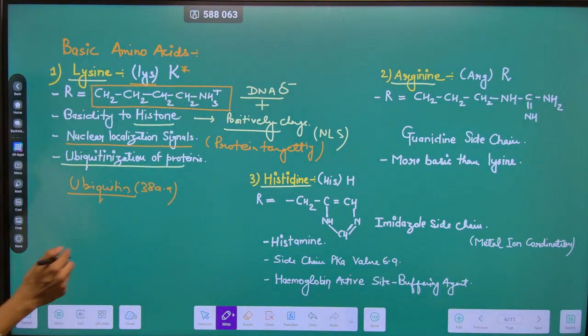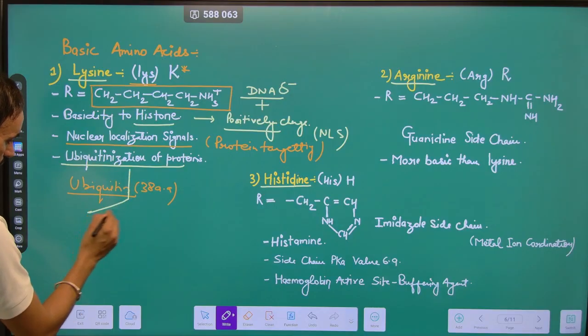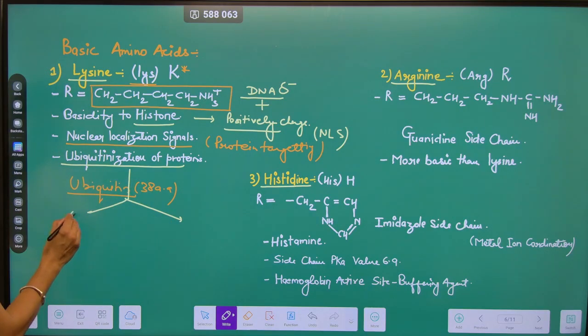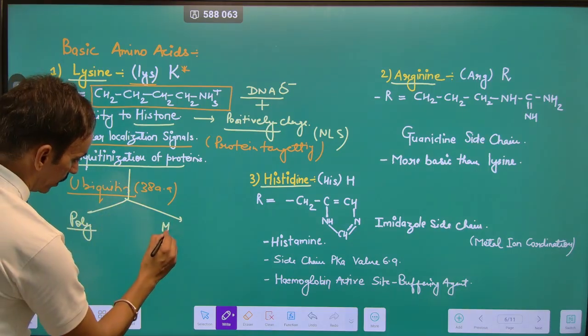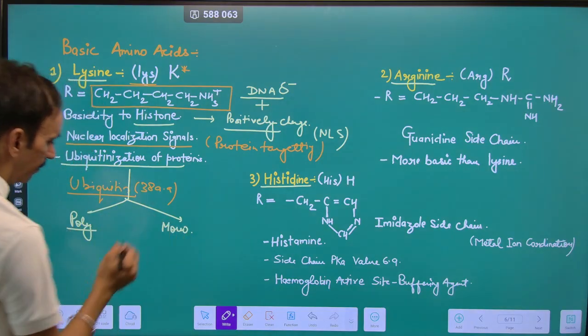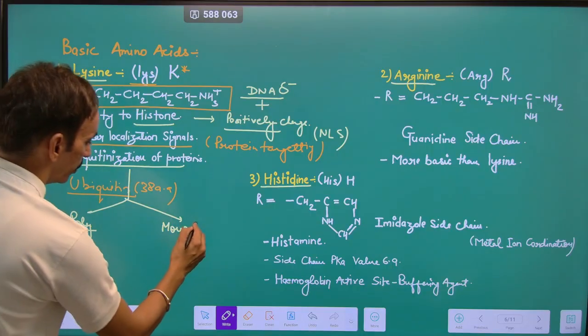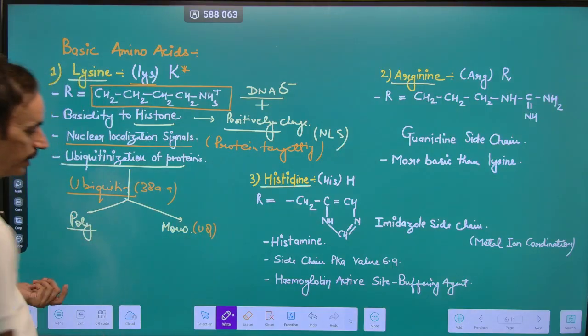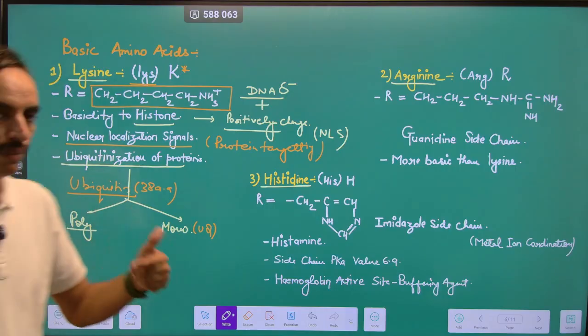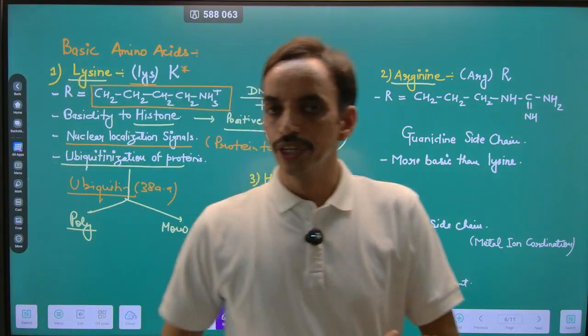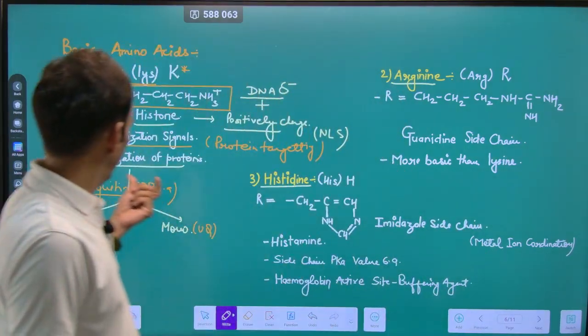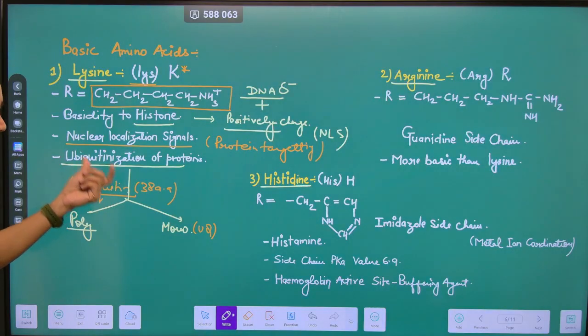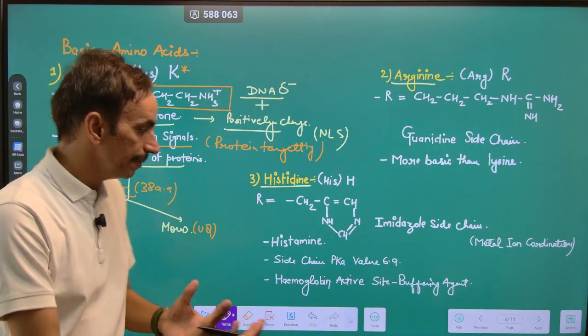Now, there are two types of ubiquitination process. One is called polyubiquitination and the other is known as monoubiquitination. If there is an addition of a single ubiquitin, then it is called monoubiquitination. If there is an addition of multiple ubiquitin, it is known as polyubiquitination. So if there is an addition of ubiquitin to the protein, then the protein is going to be degraded.